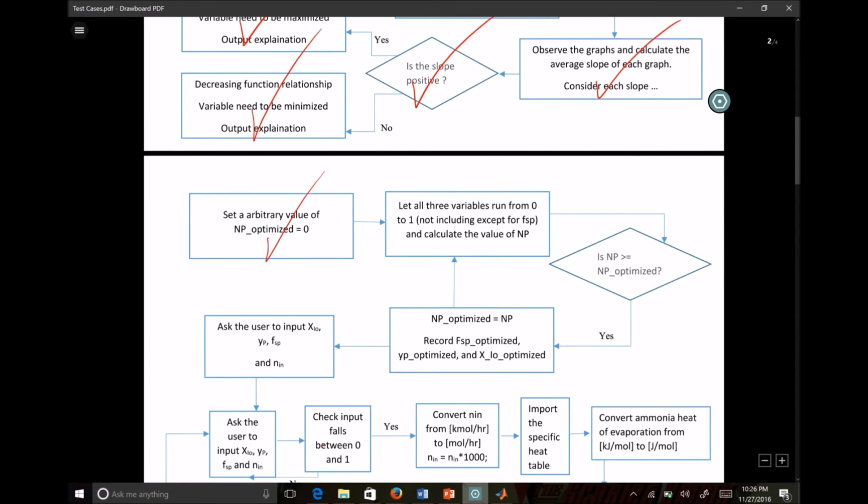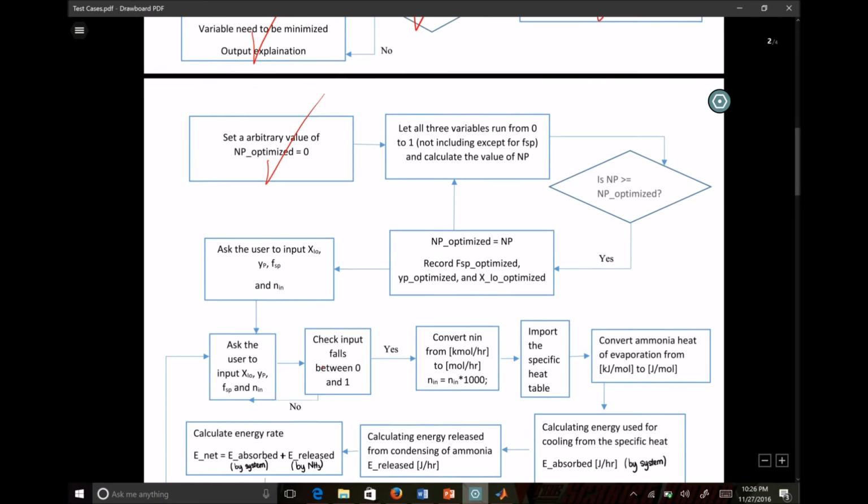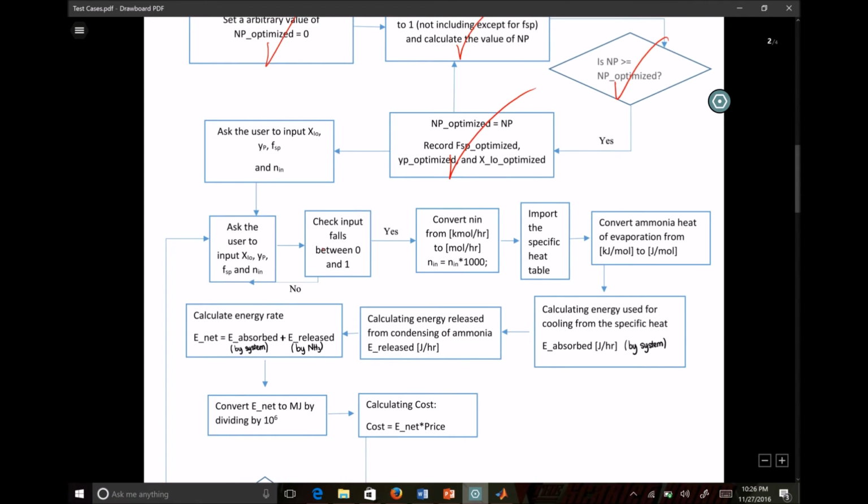And then you set an arbitrary value of NP as 0, like the maximum. And then you let all three variables run from 0 to 1, and calculate the new value of NP. So if this new value, every time, is greater than this one, if yes, boom, update it and go back. And then you finish task 3.